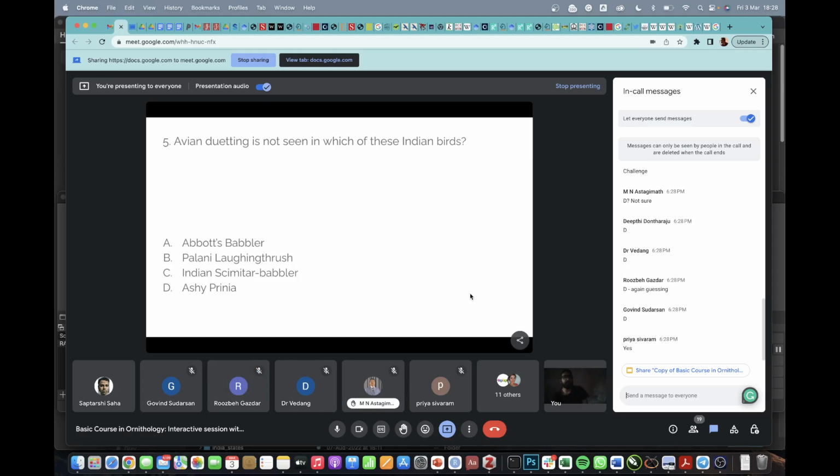All right. So yeah, avian duetting, like I said, is a song in which the first part is sung by one sex and the other part is sung by the other partner. It's a very common thing even in Indian birds, and the famous examples are the Indian scimitar babbler, and in the north of India, Abbott's babbler. It's also got a duetting song.